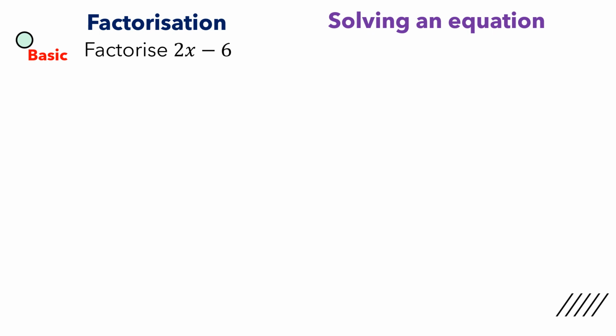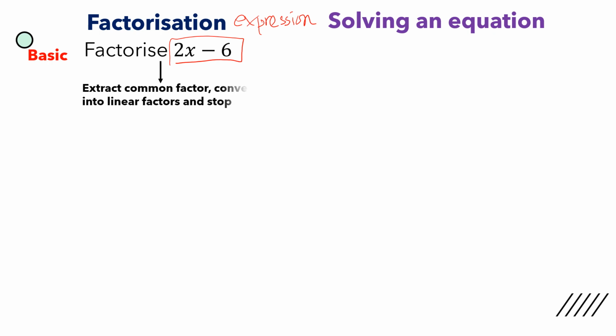So if I ask you to factorize 2x minus 6, this 2x minus 6 is an expression. To factorize an expression, what we are doing is we extract the common factor and then we convert it into linear factors, and the operation basically stops there. If you look at 2x minus 6, you can write 6 as 2 times 3, and hence the common factor here will be the number 2. So you just extract it out and then it stops there.